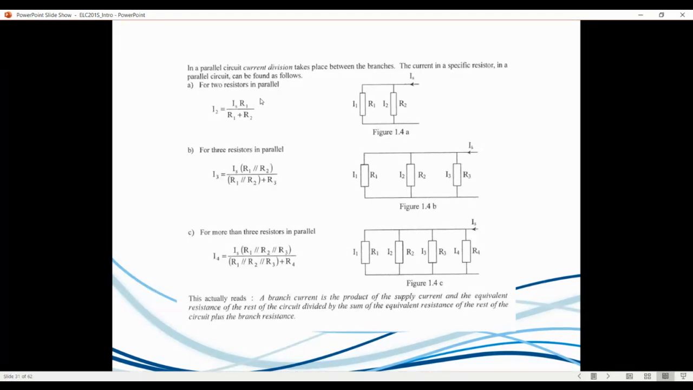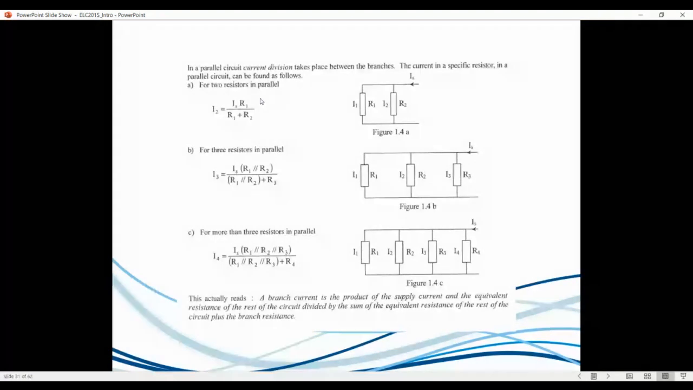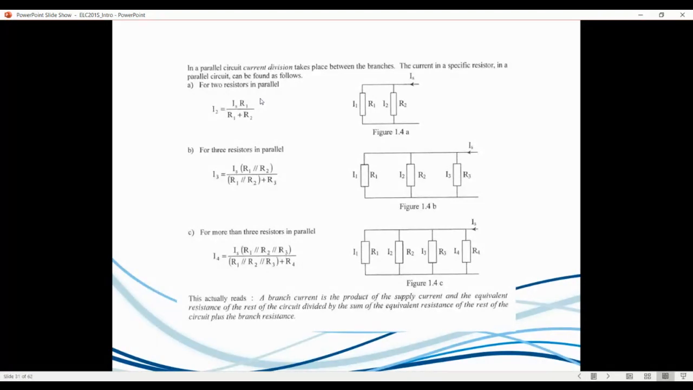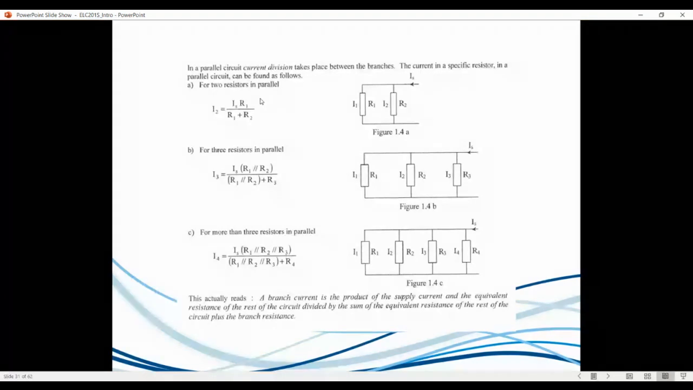So this reads: a branch current is the product of the supply current and the equivalent resistance of the rest of the circuit, divided by the sum of the equivalent resistance of the rest of the circuit plus the branch resistance. The key to understand is that for series voltage division, you use the one you want. For current division, you need a current source, a parallel circuit, and you use the one you don't want.